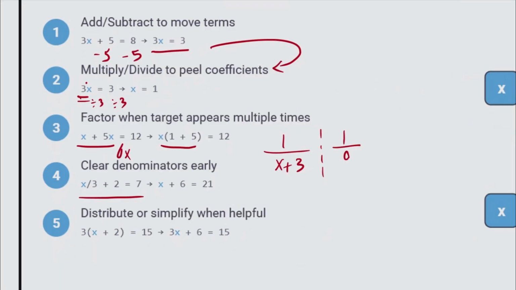So be careful about that. x over 3 plus 2 is equal to 7. Multiply both sides by 3. You know that x over 3 times 3 is just x itself. This guy times 3 is going to be 6. This guy times 3 is going to be 21, and I know how to handle that.